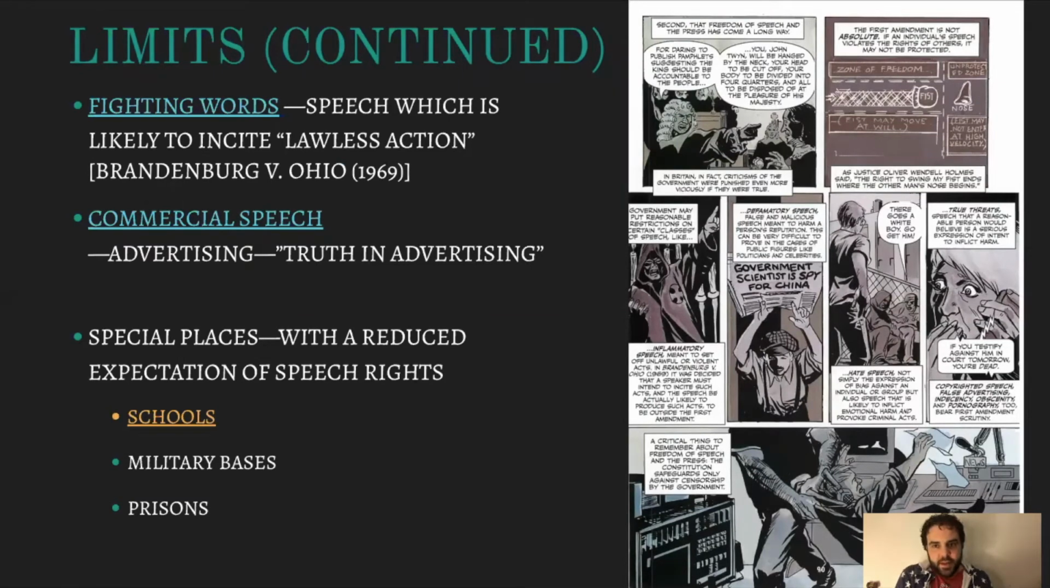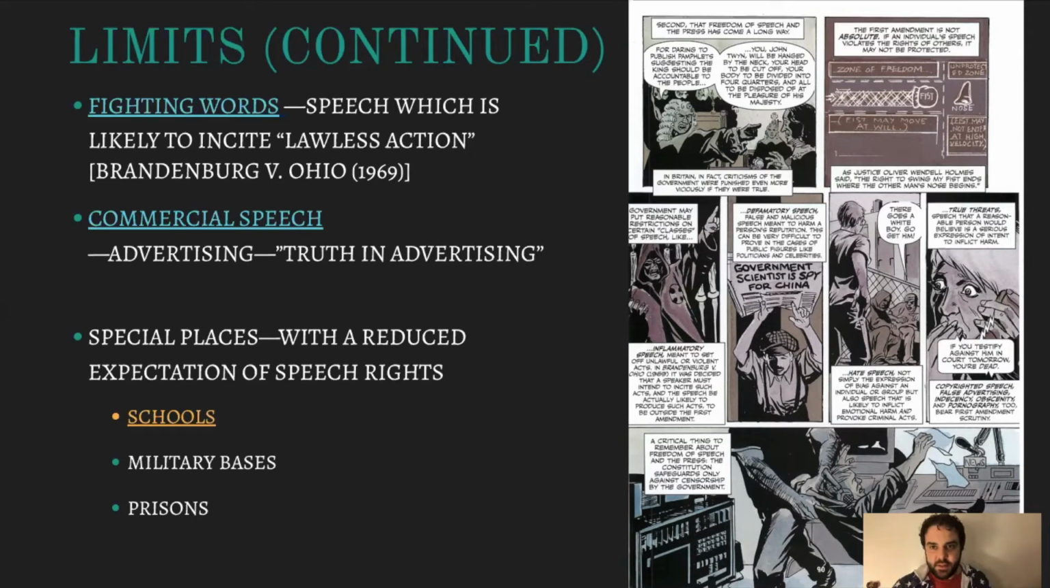Similar, but not identical to clear and present danger are fighting words. And Brandenburg v. Ohio, 1969, established that speech that is likely to incite lawless action, if somebody says something that immediately leads someone to commit a crime, that is not permitted. That can be banned. There are restrictions on commercial speech, especially things like truth in advertising that might be enforced by the FTC.